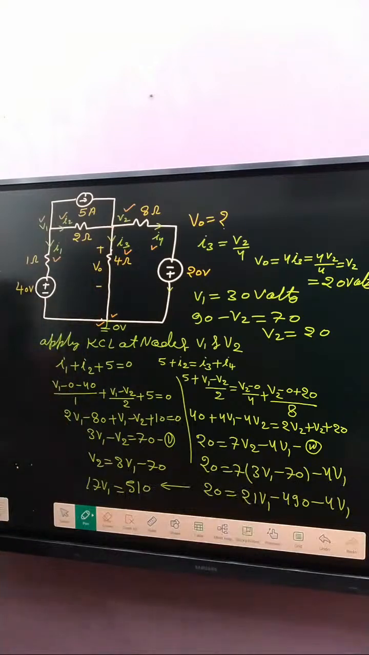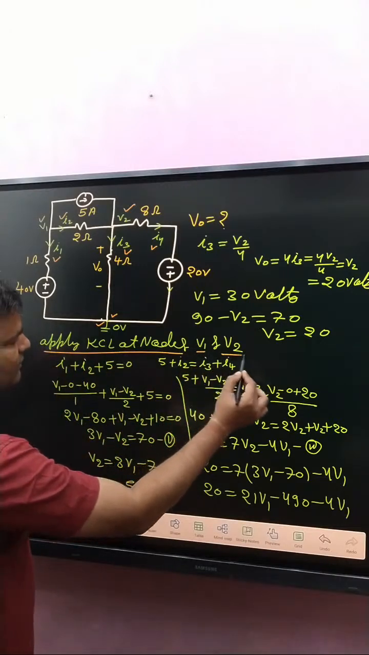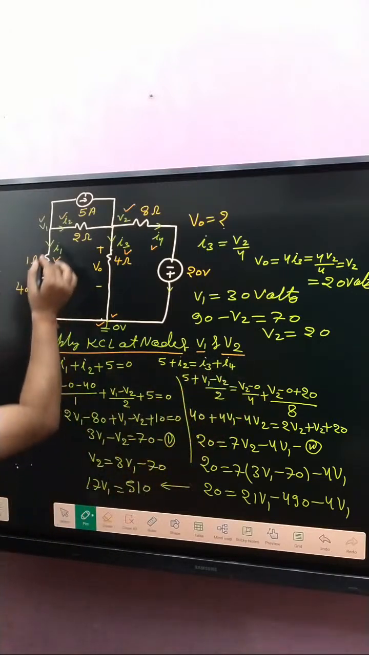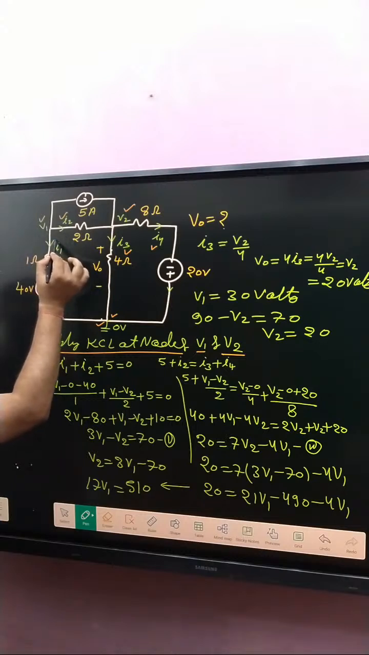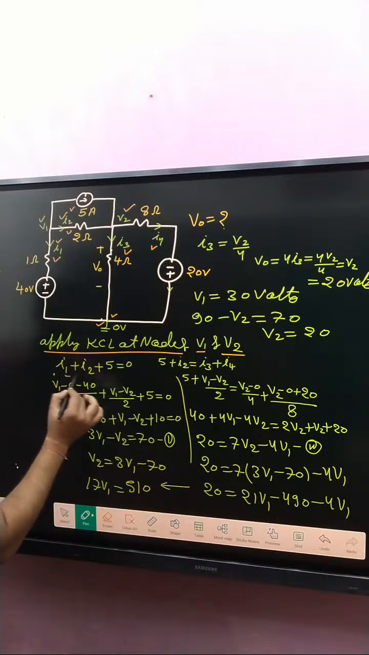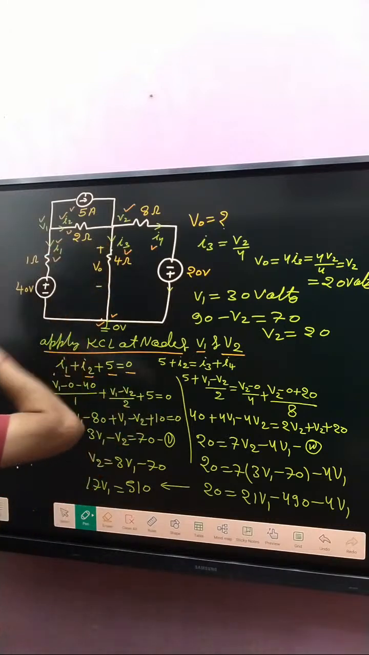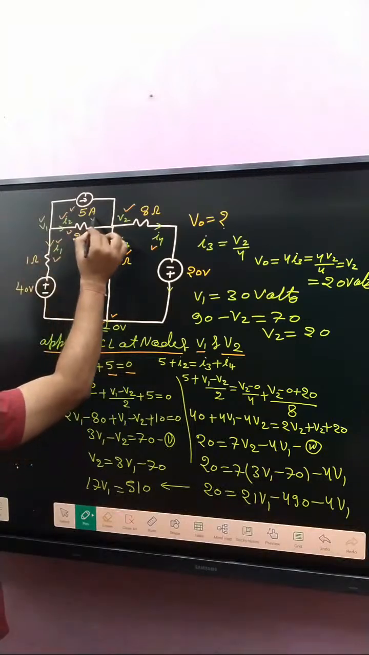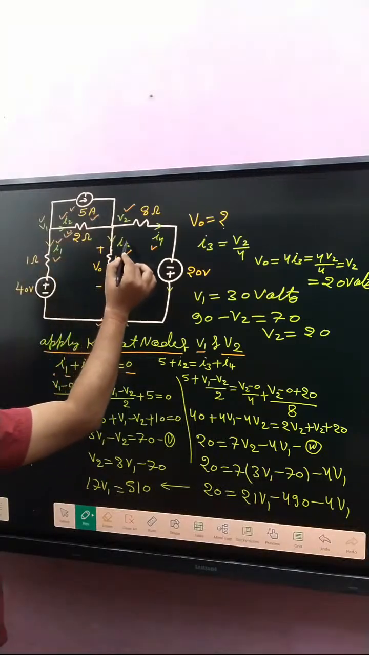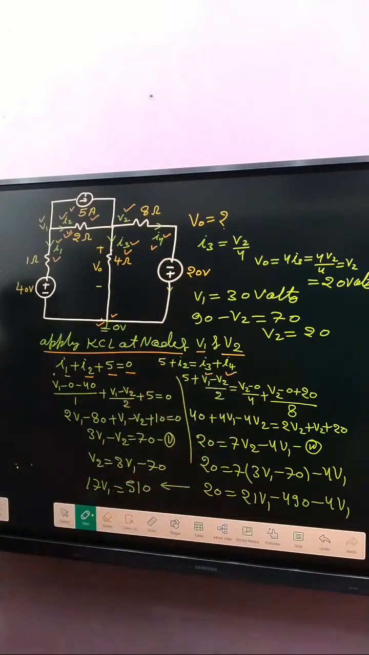Okay, as per requirement, apply KCL at nodes V1 and V2. Write the incoming current; there is no incoming current here, all currents are outgoing. So I1 plus I2 plus 5 is equal to 0. Now at that node, the incoming current is 5 ampere and I2, which is equal to the outgoing current, this one plus this one.